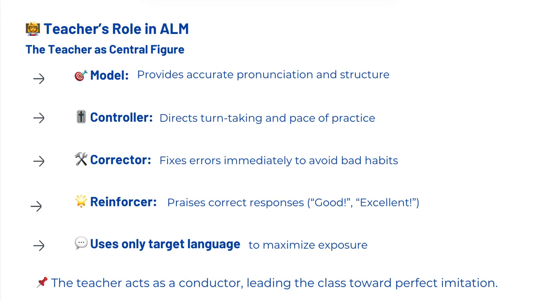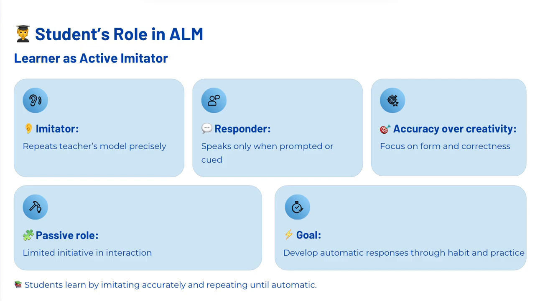Students' role in ALM. Now let's look at the students' role. Students are imitators who repeat the teacher's model precisely. They are responders, speaking only when cued or prompted. In ALM, accuracy is more important than creativity, so students focus on producing correct forms. They take a passive role, following the teacher's direction closely. The goal for learners is automaticity, being able to respond correctly and quickly without much thinking. So overall, ALM classrooms are teacher-centered, and students learn through controlled imitation and repetition.